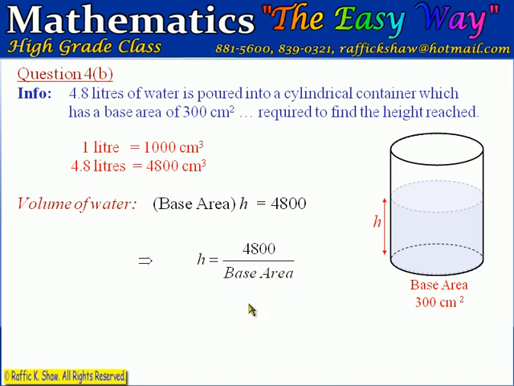Alright, the base area is 300, so we'll now put the 300 in. So it's 4,800 divided by 300, and we end up with 16 centimeters. So the height of water in the bucket is 16 centimeters, and that's the answer for question 4b. Now let's move to question 4c.